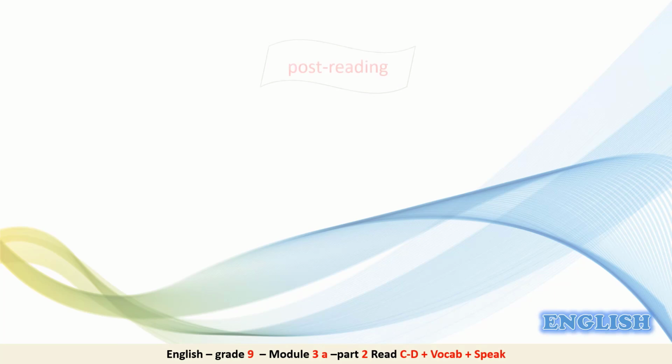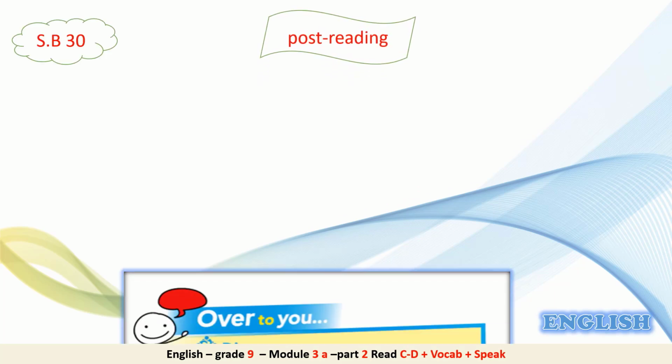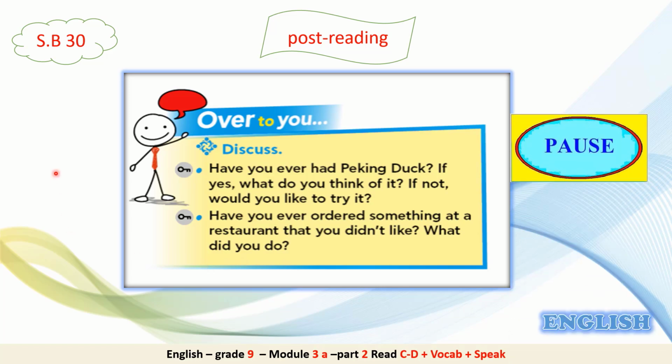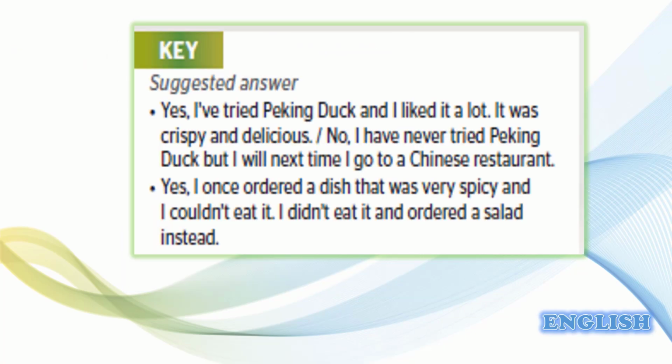Again, Students' Book, page 30, a post-reading task. Here we are going to discuss these questions. Over to you. Have you ever had Peking duck? If yes, what do you think of it? If not, would you like to try it? Question number 2. Have you ever ordered something at a restaurant that you didn't like? What did you do? Now, what I want you to do is to pause the video and try to discuss these 2 questions. Go ahead.